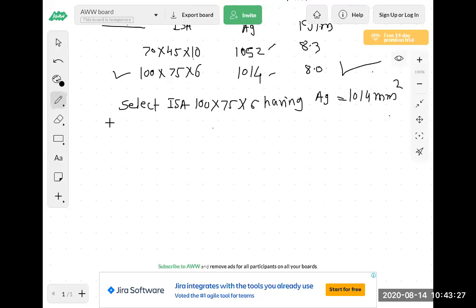Now next step. What is step number 4? Please go back and see the design procedure. Step number 4 is design of connection. Which connection have they given? They have told you bolted connection, because they have given the diameter of bolt. Are you getting it, everyone?